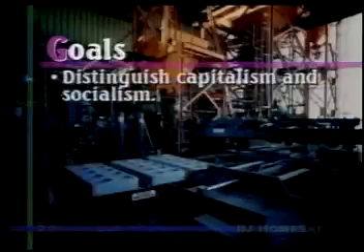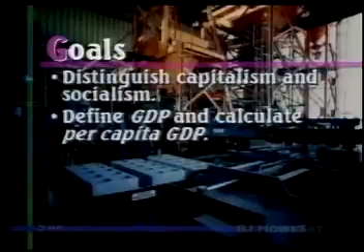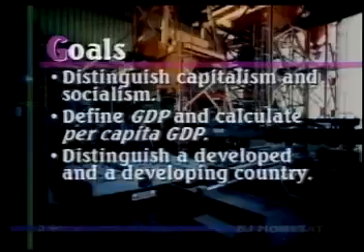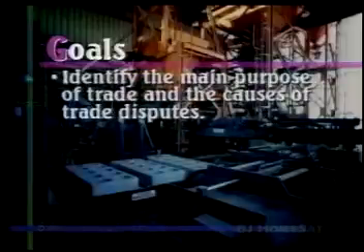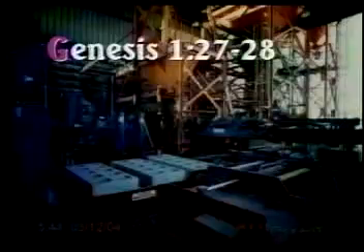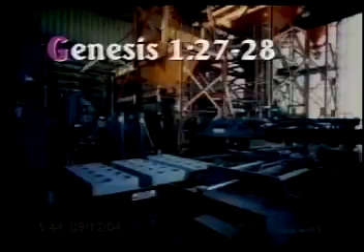distinguish capitalism and socialism, define GDP and calculate per capita GDP, distinguish a developed and a developing country, and identify the main purpose of trade and the causes of trade disputes. So we have a lot cut out for us in this chapter. Now, God has given man the responsibility to use the earth wisely, which is reflected in our chapter verse for chapter 4. Genesis 1, 27 and 28.